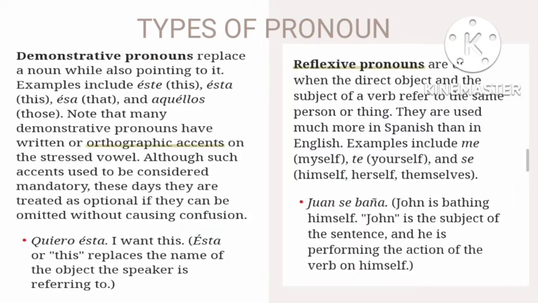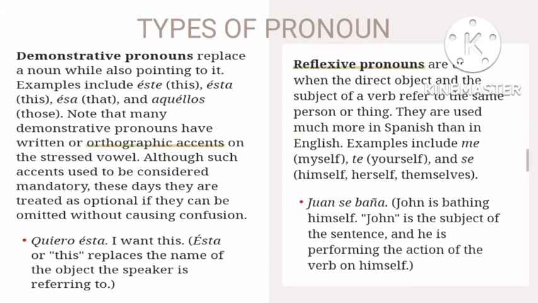The third type of pronoun is the demonstrative pronoun. Demonstrative pronouns replace a noun while also pointing to it. For example, "quiero esta," or I want this. Esta, or this, replaces the name of the object the speaker is referring to.